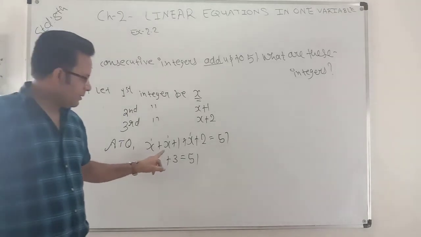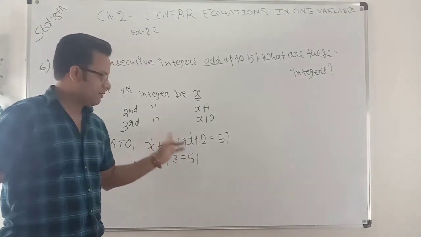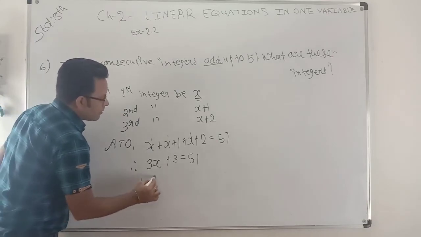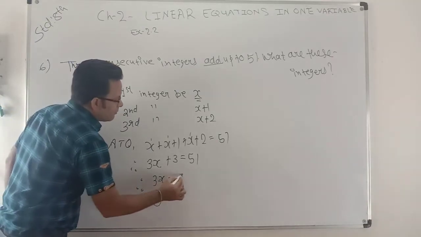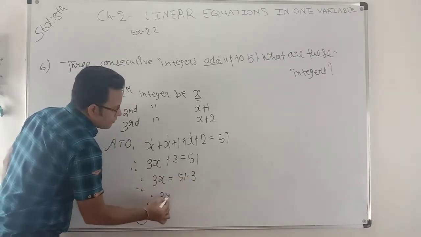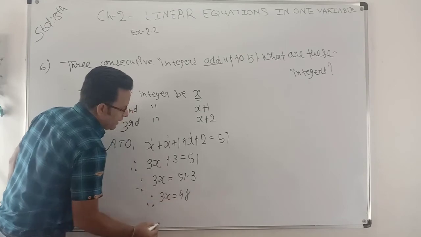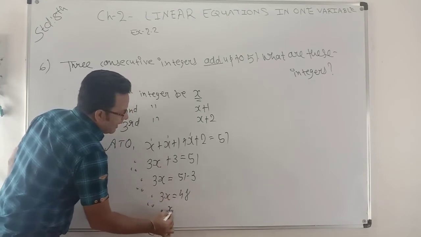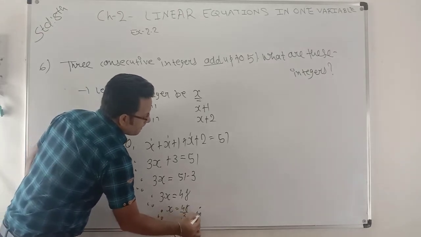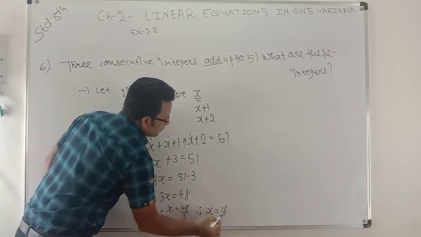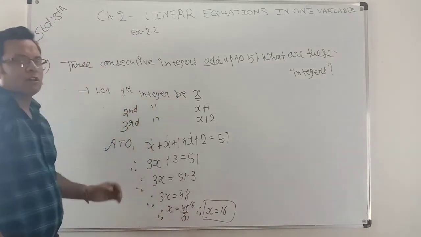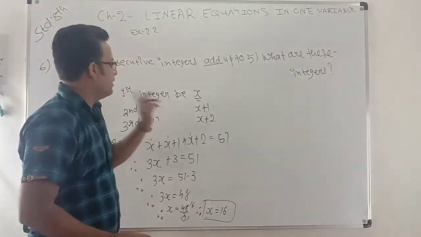Try to understand. x plus x, 2x, 2x plus x, 3x, plus 2 plus 1, 3. Therefore, 3x is equal to 51 minus 3. Therefore, 3x is equal to 48 and therefore x is equal to 48 upon 3. Therefore, x is equal to 16. You got the value of x, that is your first integer.